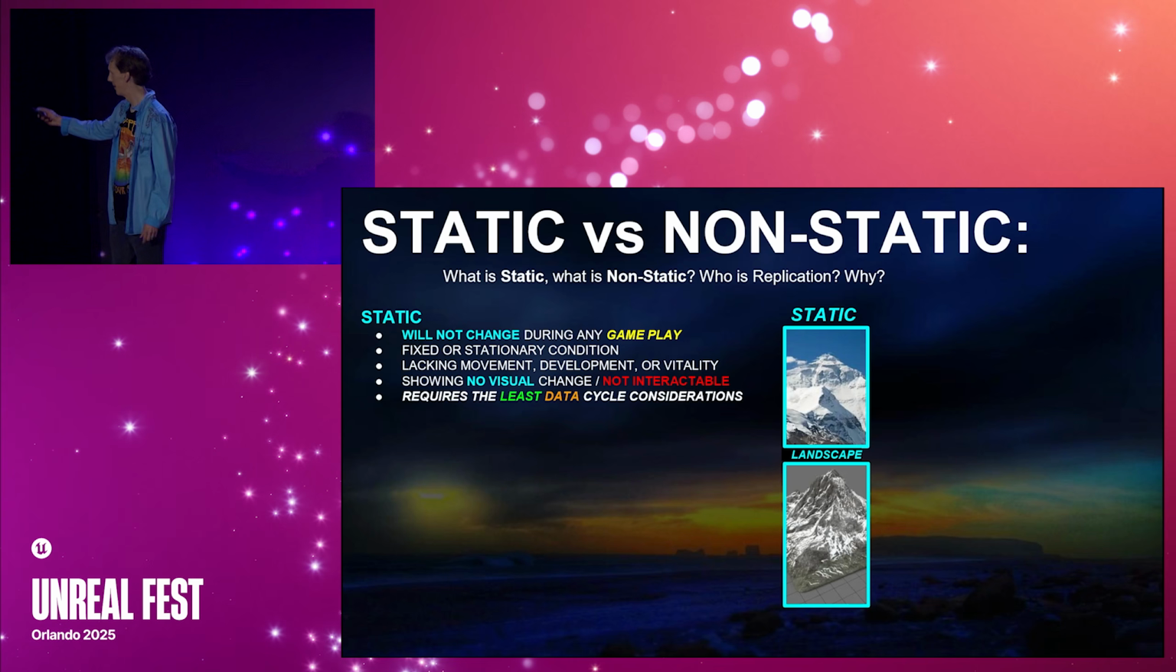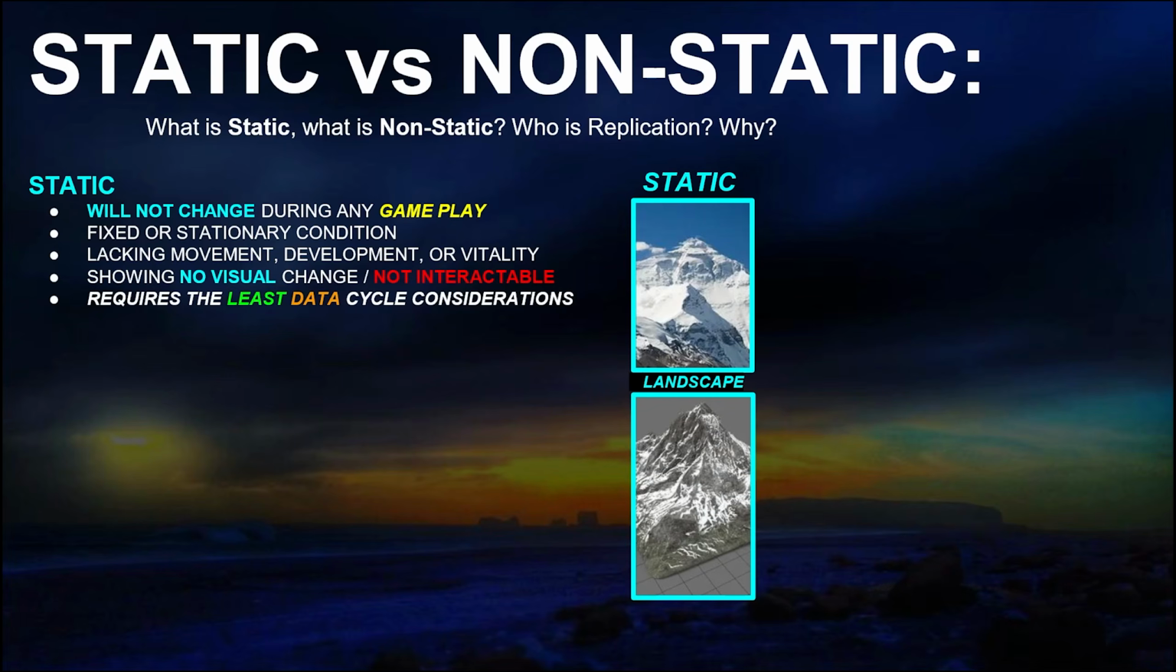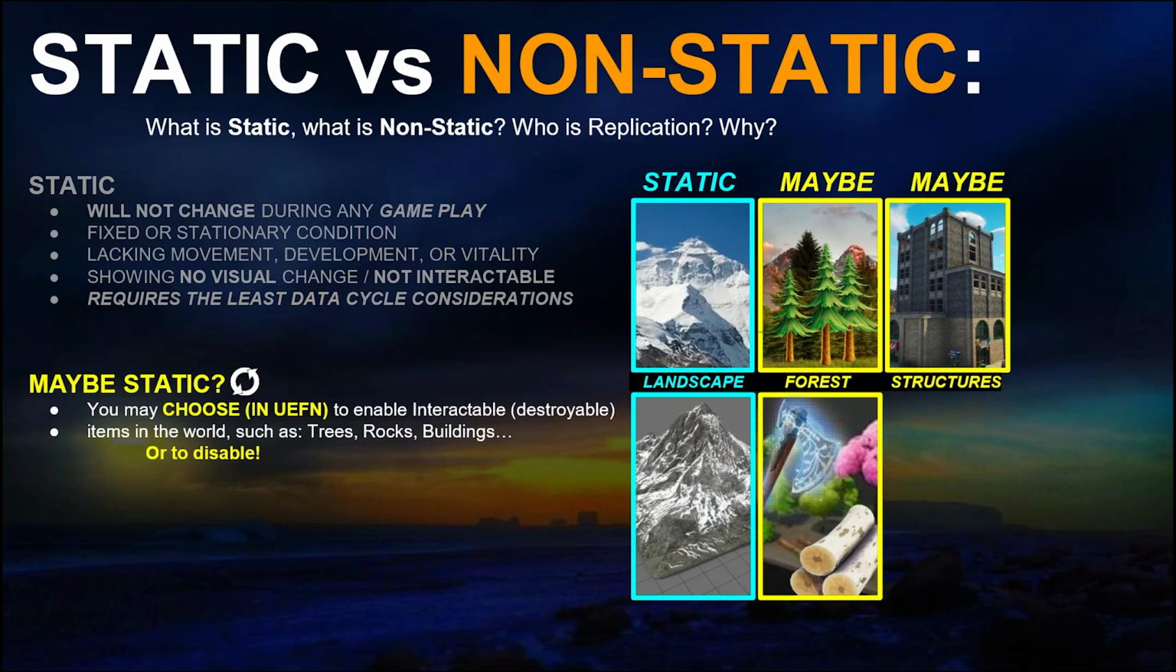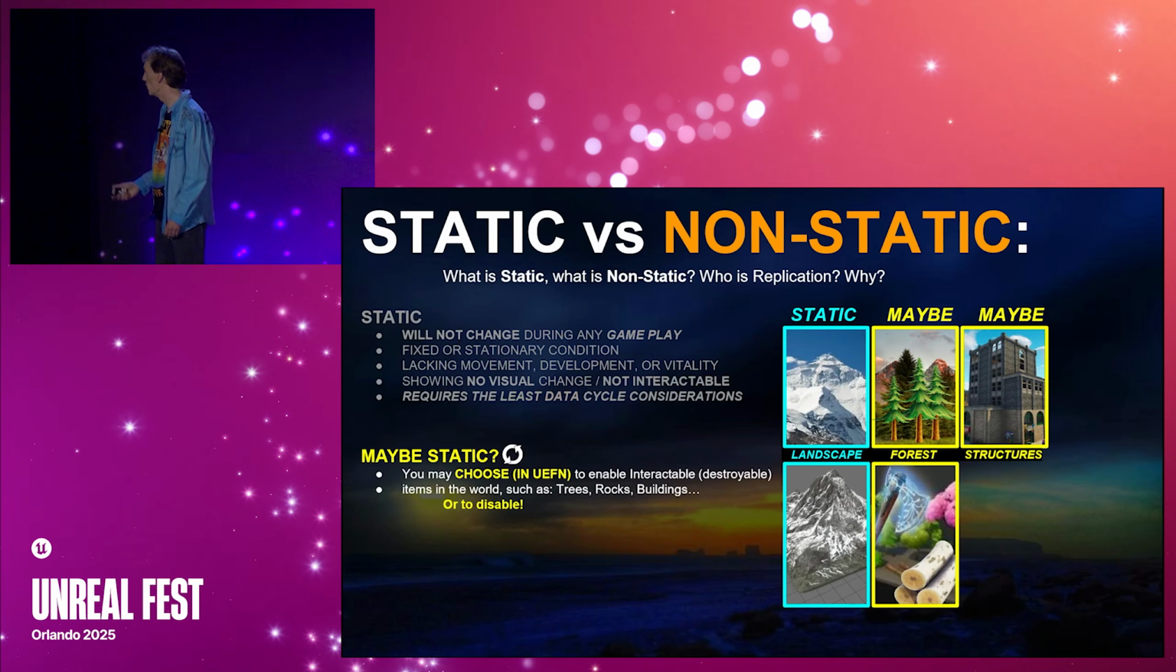So physics is now up there. Static versus non-static: static means it will not change during any gameplay. It's fixed or stationary, lacking movement development, showing no visual change. Your buildings and your trees, they might not be static, or they could be. Maybe you don't want people destroying your building. Don't want them destroying your trees. That would also save. Or maybe you do want to harvest your trees. Maybe you are going to build, and you do need that.